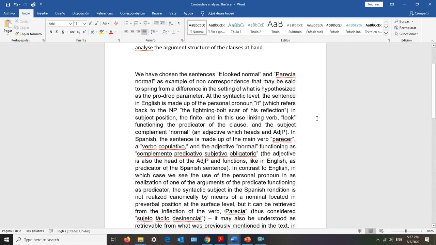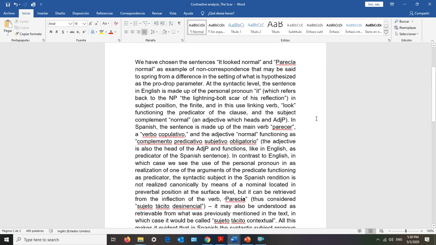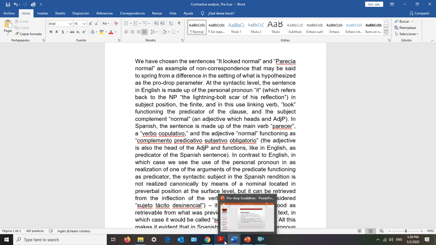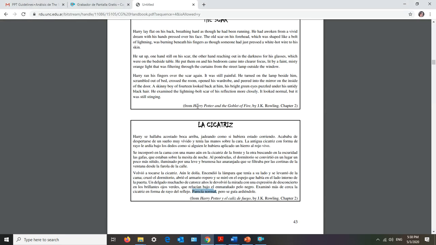We have chosen the sentences "it looked normal" and "parecía normal" as example of non-correspondence that may be said to spring from a difference in the setting of what is hypothesized as the pro-drop parameter. At the syntactic level, the sentence in English is made up of the personal pronoun "it", which refers back to the noun phrase "the lightning bolt scar of his reflection" here. So he examined the lightning bolt scar of his reflection more closely. It looked normal. Examinó más de cerca la cicatriz en forma de rayo del reflejo. Parecía normal.